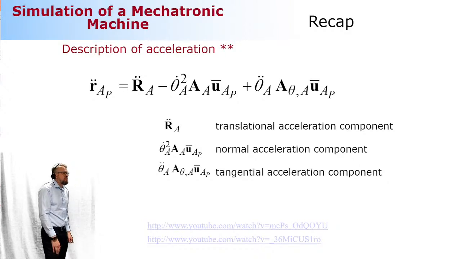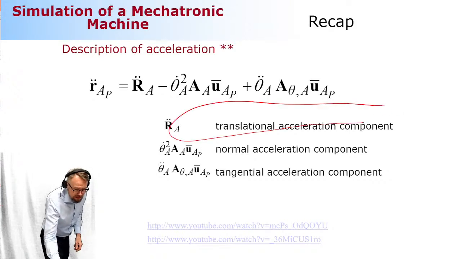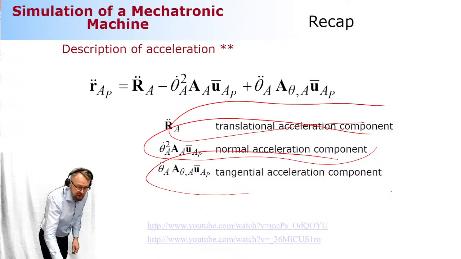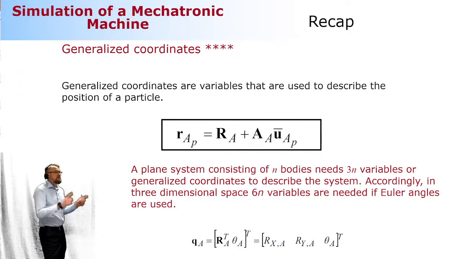Acceleration, same story, 2 stars. So if you're busy, skip it. Don't learn it. And the acceleration consists of 3 components: translational acceleration, normal acceleration, and tangential acceleration. Normal acceleration due to the angular velocity. All right? Generalized coordinates. This is something you must understand. Generalized coordinates are coming from the kinematics.